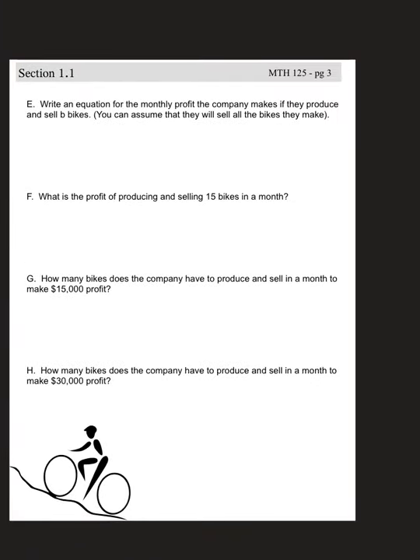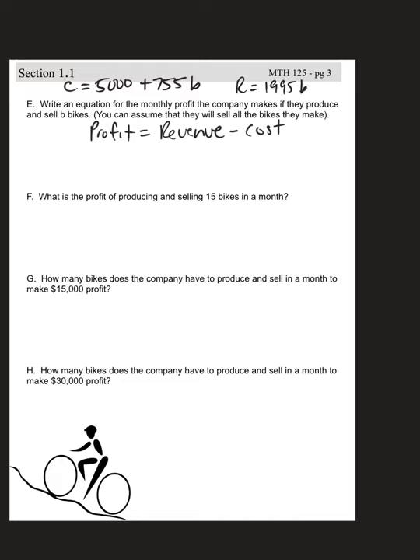Still looking at the bike scenario. E. Write an equation for the monthly profit the company makes if they produce and sell B bikes. You can assume they will sell all the bikes they make. So remember that the profit is going to be equal to how much they bring in with the revenue minus how much they spent on cost. So we've already got an equation for cost. Remember that the cost is $5,000 plus $755 for every bike. And the revenue is $1,995 per bike.